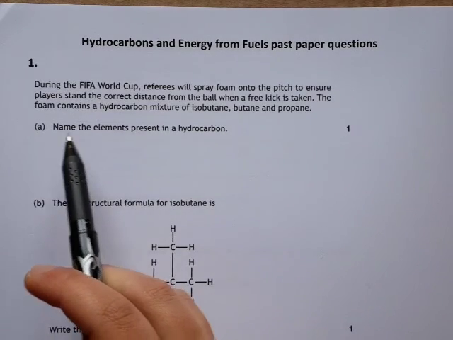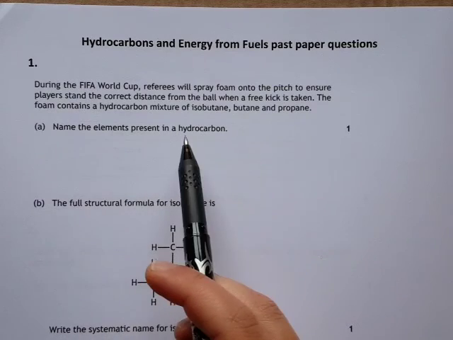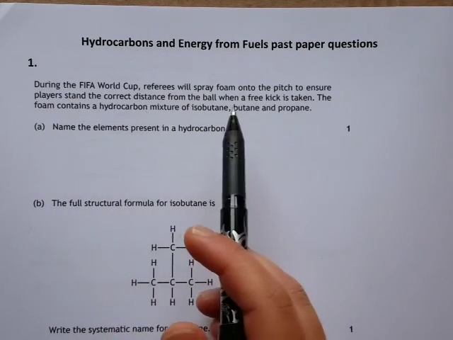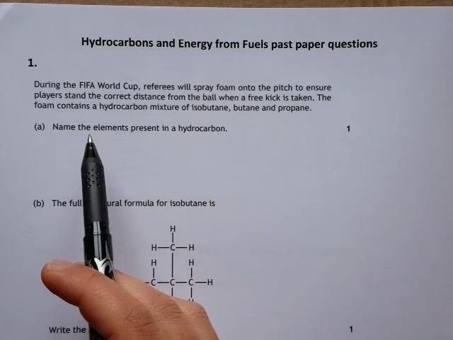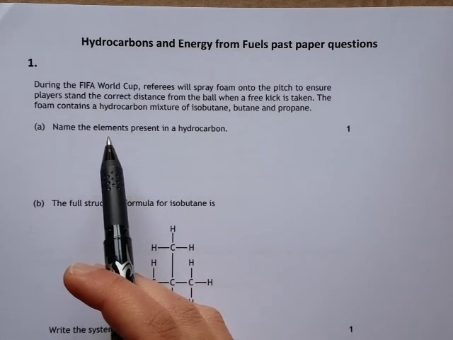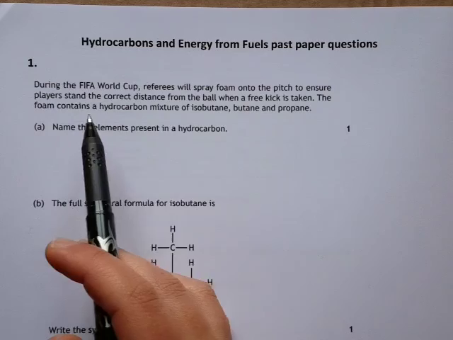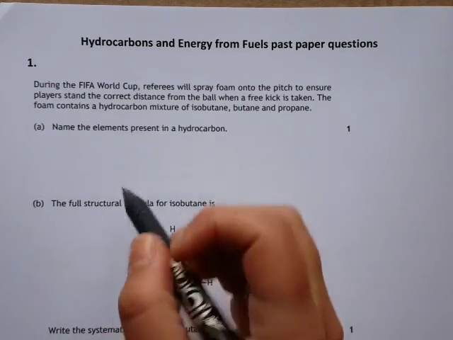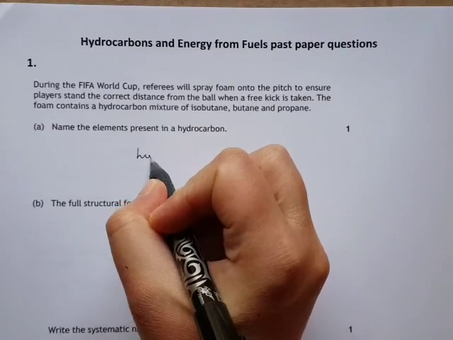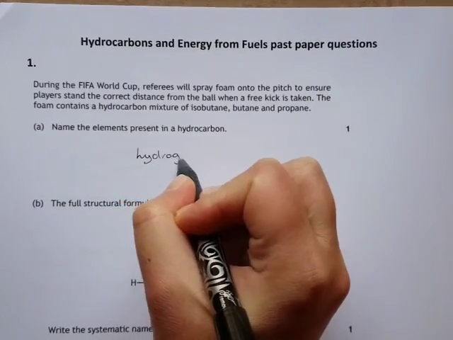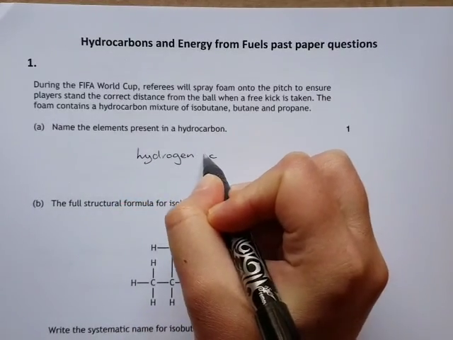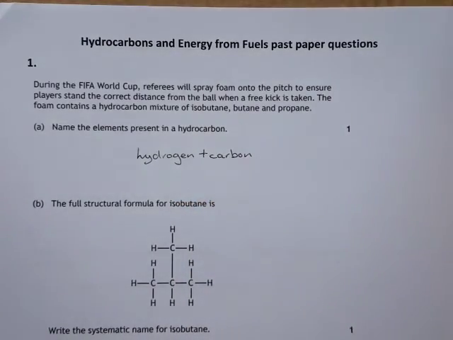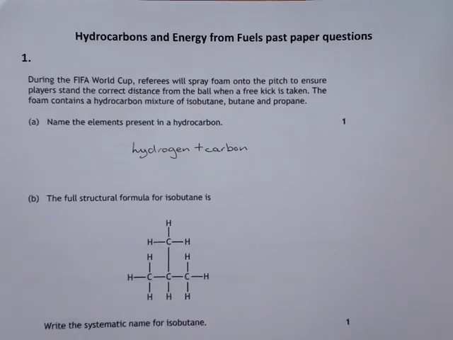So 1A says name the elements present in a hydrocarbon. Careful, don't get mixed up and start using the information from the question here. Read the question carefully. It says name the elements. So it does say in the question there's a hydrocarbon mixture of isobutane, butane and propane, but of course these aren't elements. The elements in a hydrocarbon are just hydrogen and carbon. So hopefully that was nice and easy for you to get started on.